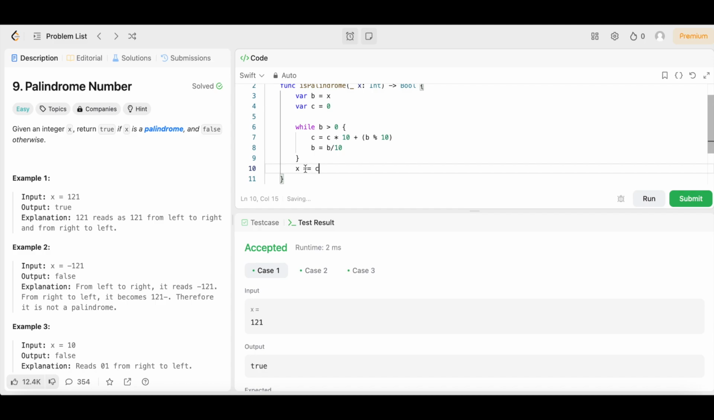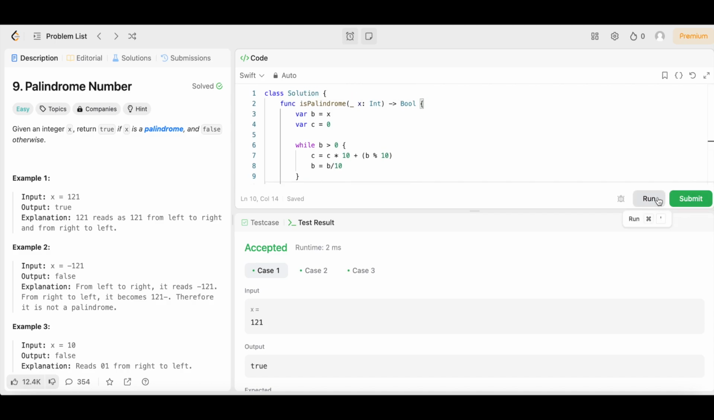And this right here is for Boolean values. We're going to say return x equals c. This is for Boolean values. So if x does equal c, it's going to return true. If x does not equal c, it's going to return false. So let's run this and see what we get.